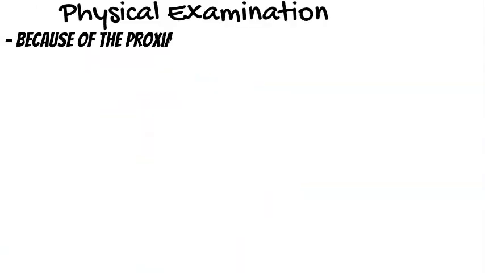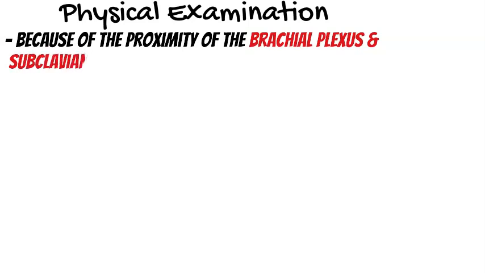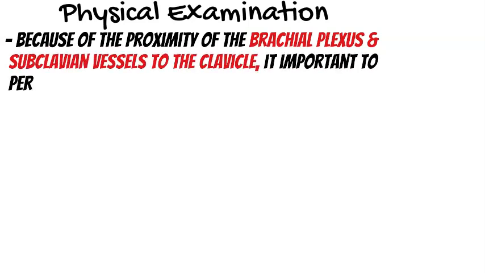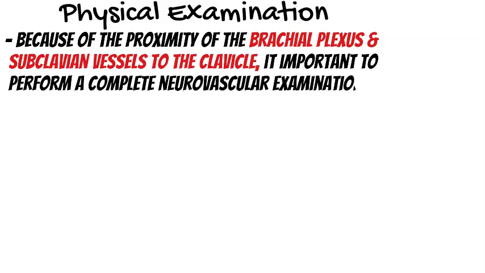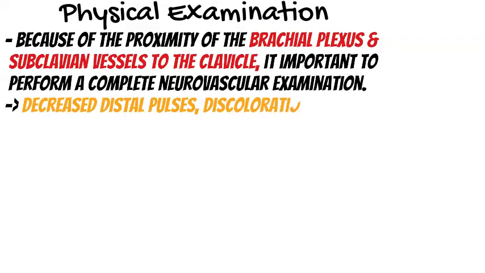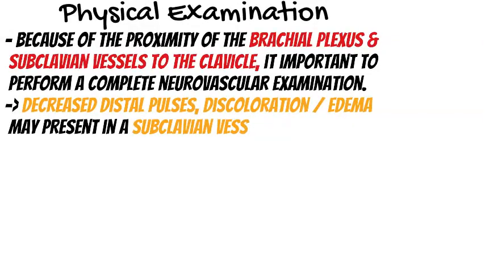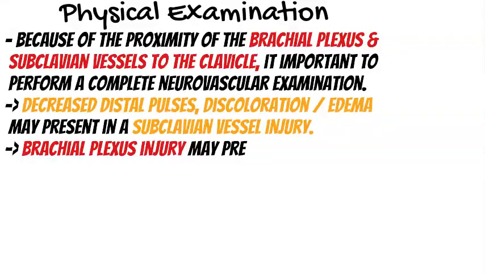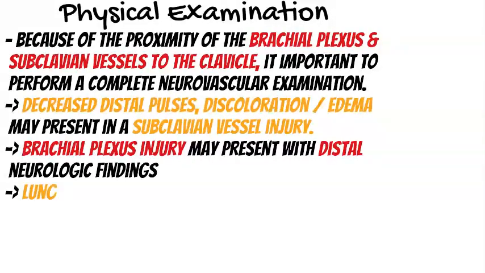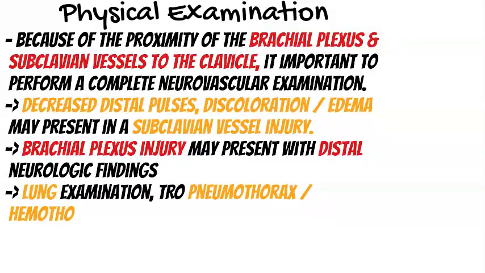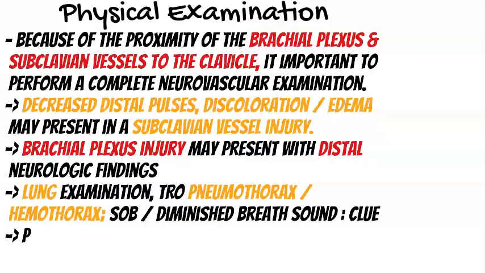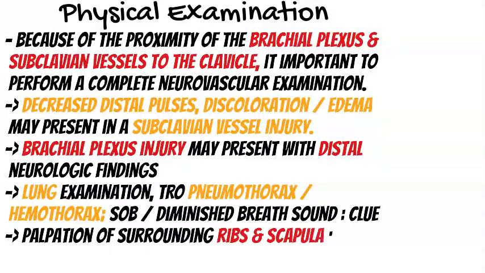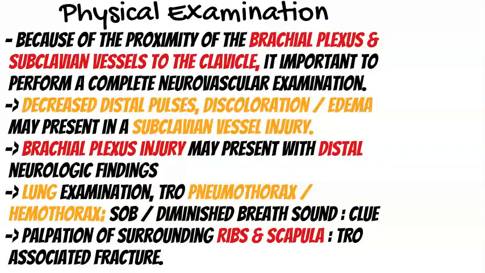Because of the proximity of the brachial plexus and subclavian vessels to the clavicle, it is important to perform a complete neurovascular examination. If there is a decrease in distal pulses, discoloration, or edema, it may represent a subclavian vessel injury. Brachial plexus injury may present with distal neurologic findings. Do a lung examination to look for pneumothorax or hemothorax. A patient presenting with shortness of breath or diminished breath sounds is a clue. Palpate the surrounding ribs and scapula to look for associated fractures.